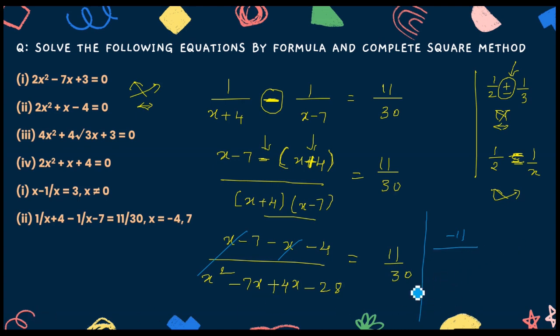Here we'll directly cross multiply this, or if you want me to write one step, I'll write minus 11 x square minus 7x plus 4 minus 7 plus 4, integer rule, minus 3. So I'll write minus 3x minus 28 equal to 11 by 30. Now I will do cross multiplication. See, the equal sign is there, only left and right, no bottom.